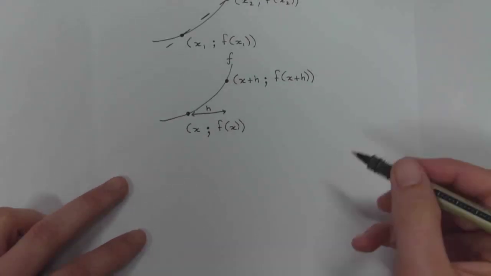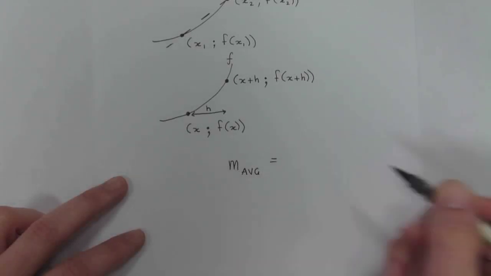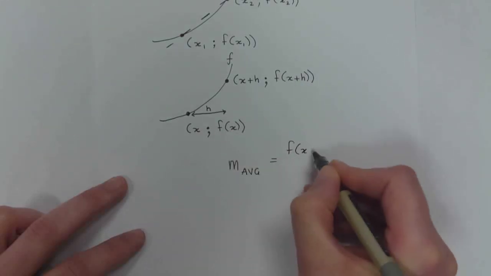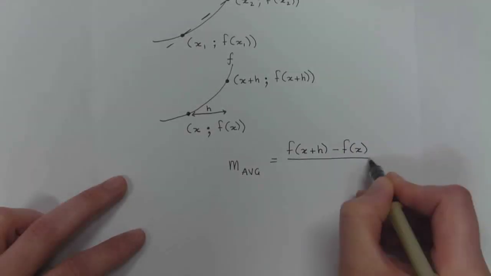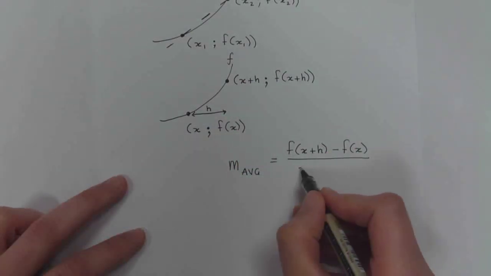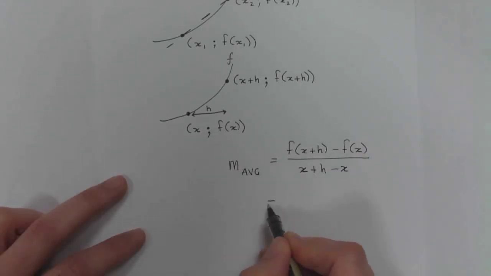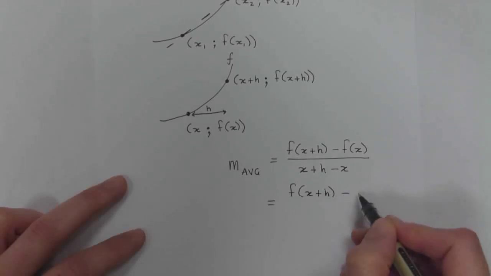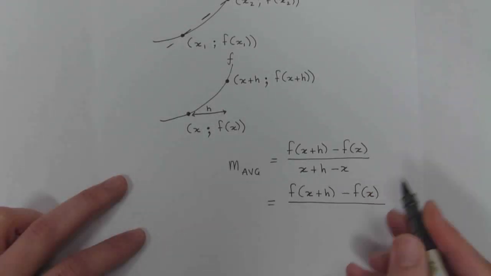So I can then say the average gradient, specifically on this problem, is going to be y2 minus y1, so it's f of x plus h minus f of x, divided by x2 minus x1. But here, careful, x2 is that whole x plus h, and I'm going to subtract from that x. So if I simplify this, I end up with the average gradient being f of x plus h minus f of x, and then in the denominator, x minus x eliminates, so I'm left with h.